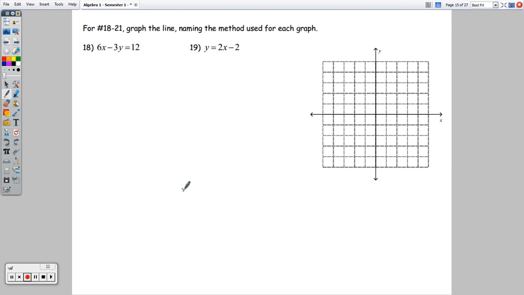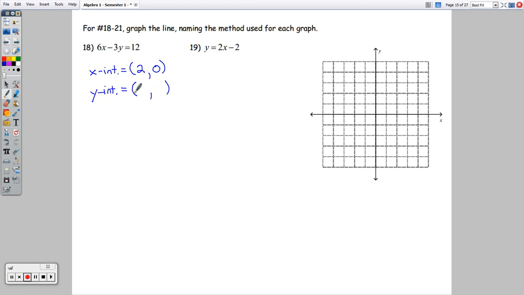Number 18 through 21, graph the line, naming the method used for each graph. So I'm going to use what I feel like is the easiest way to graph these things. On this one, since 12 is a multiple of 6 and 3, I think intercepts is the easiest way to go about this one. So if you plug in 0 for y, that's going to give you your x-intercept. If you plug in 0 right here, this part goes away, and 6 times 2 equals 12. Therefore, 2, 0 is the x-intercept.